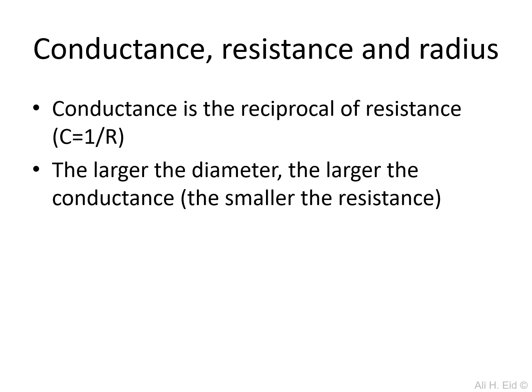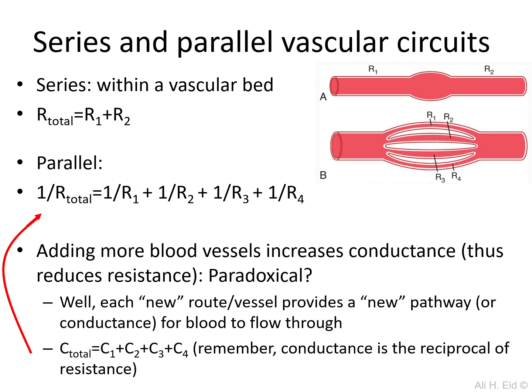Conductance is basically the reciprocal of the resistance. So the more resistance you have, it means your vessel is not a good conductor. The larger the diameter, obviously it means the vessel is going to be a better conductor. So larger diameter means larger conductance, smaller resistance. Your vessels are connected in series and in parallel. Some of them are in series, some of them are in parallel. We'll get to some detail next.